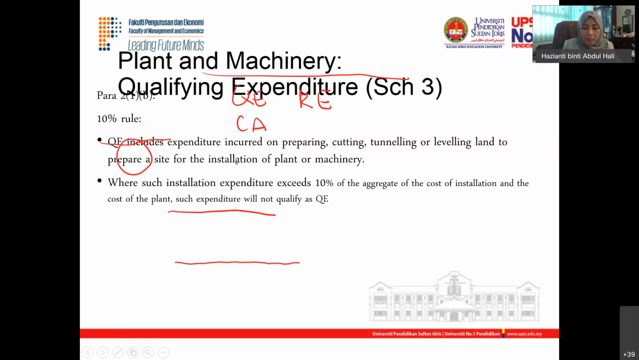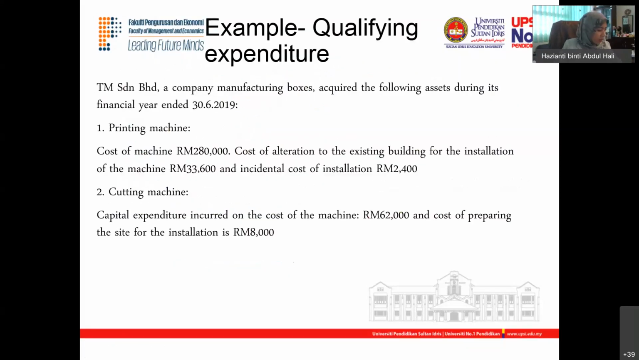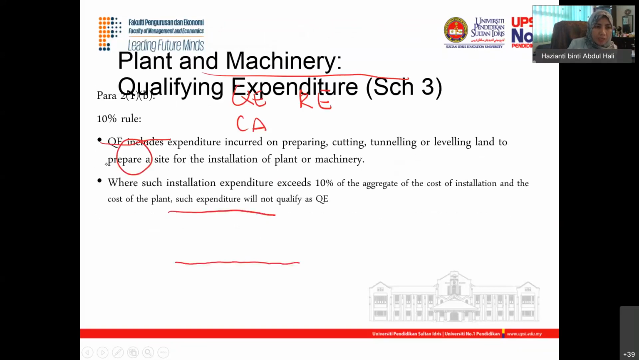Okay, kalau baca dengar ayat ni macam tak faham, kita tengok example kat sini. Alright, here contoh this company dia ada dua jenis assets. Printing machine, cost of machine 280, ada cost of alteration for the installation of the machine 33,600 and incidental cost of installation 2,004. Another asset is cutting machine. Capital expenditure 62,000, cost of preparation the site for installation is 8,000. Nampak tak? Dia in general semua cost ni kita boleh tambah sebagai cost of acquisition of the plant and machinery. Tapi subject to 10% rule.